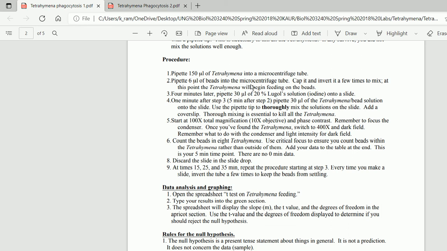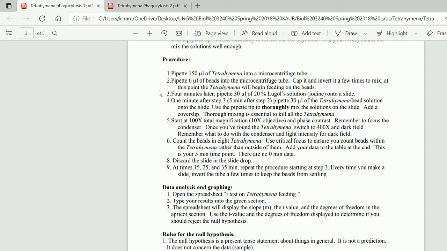So you're going to take 30 microliters of tetrahymena with the dye and add it to the 30 microliters of iodine solution on the slide. So 1 minute after step 3, 5 minutes after step 2, pipette 30 microliters of tetrahymena bead solution, we are using India ink, onto the slide. Use the pipette tip to thoroughly mix the solutions on the slide.